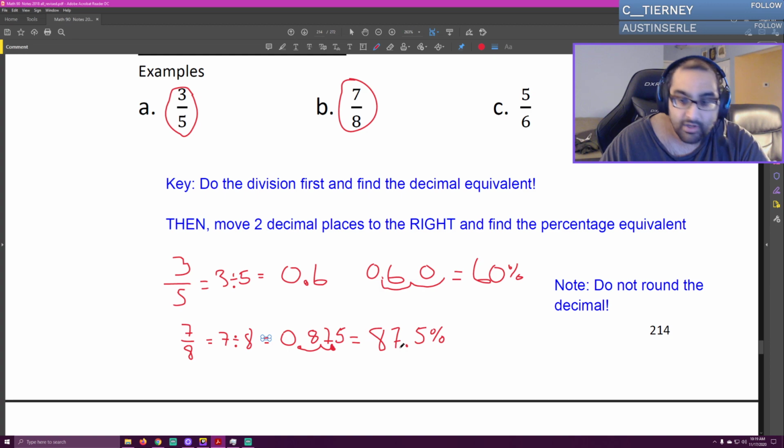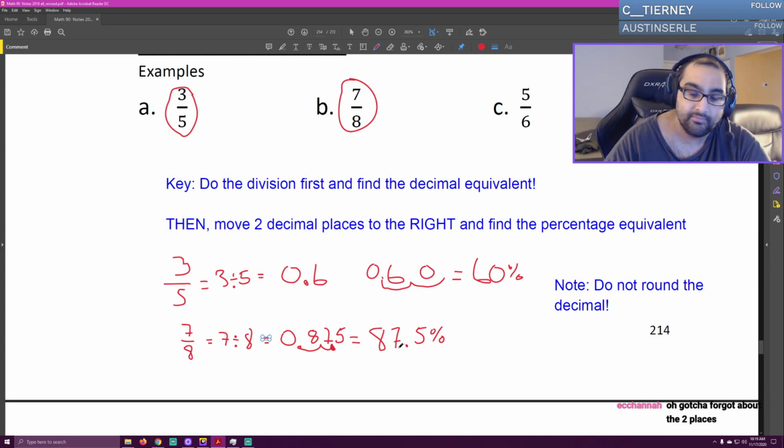So we're not moving all the way to the right there, Hannah. Just 2 decimal places to the right here. Okay, and only 2. That's okay. That's why we cover these problems, so we can get that down.